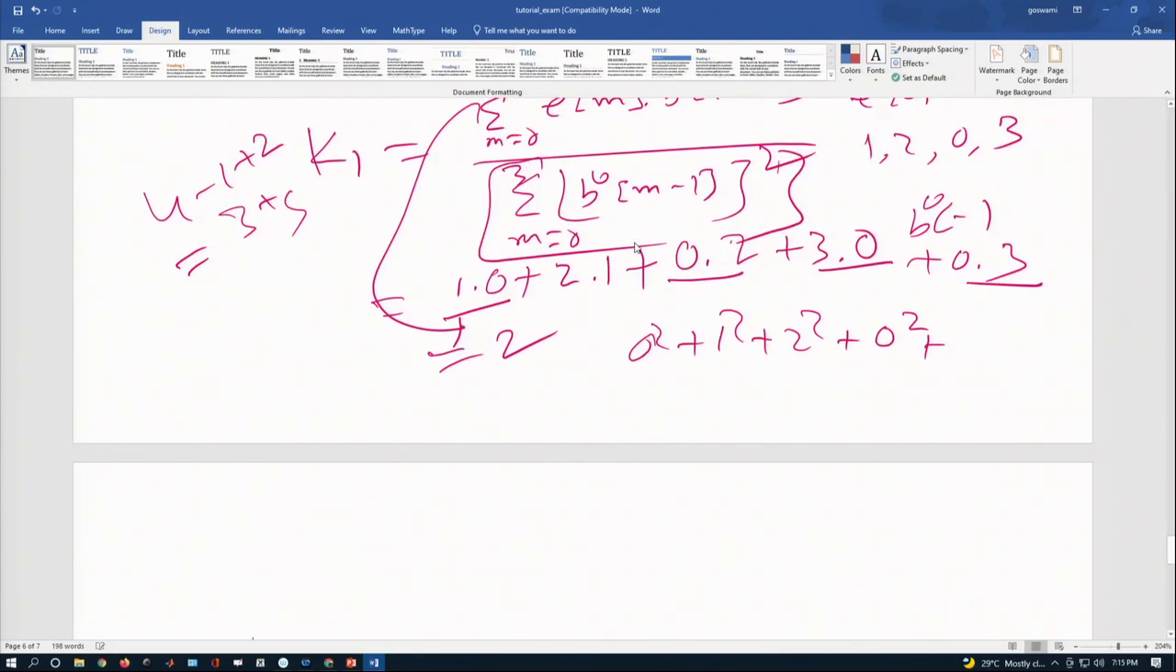Okay. So now I get plus 3 square. So I will get how much? 1 plus 4 plus 9. So it is nothing but 14. So I can say K1 is nothing but 2 by 14. So it is nothing but 1 by 7.